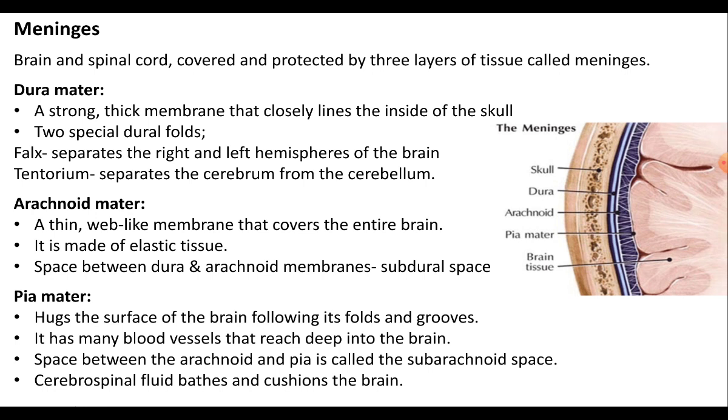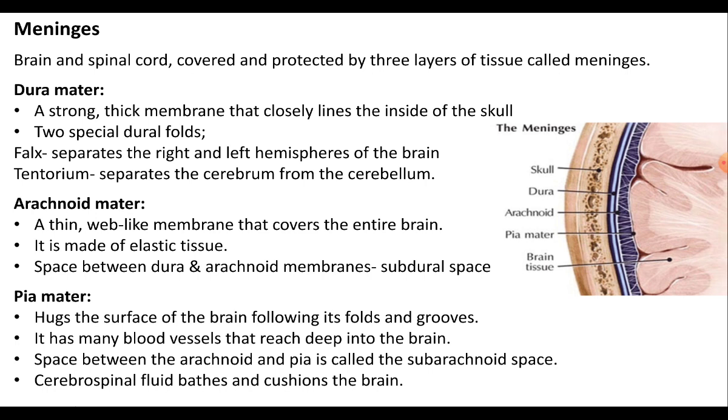And this dura mater consists of 2 special folds. One is the falx, the other one is the tentorium. The falx separates the right and left hemispheres of the brain, whereas the tentorium separates the cerebrum from the cerebellum. The middle layer is called as the arachnoid matter. It is a thin web-like membrane that covers the entire brain, and it is made up of elastic tissue. There is a space between the dura mater and the arachnoid, and it is called as the subdural space.